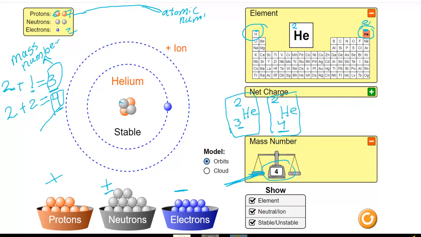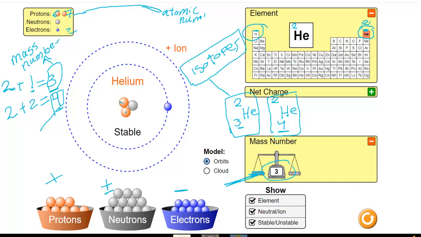What is the difference between 3 and 4? It's the number of neutrons. These can be 1 or 2. If 1, then it's going to be 2 plus 1, that equals 3, or 2 plus 2, and that would equal 4. So these two versions of helium, two versions of the same element, are called isotopes.